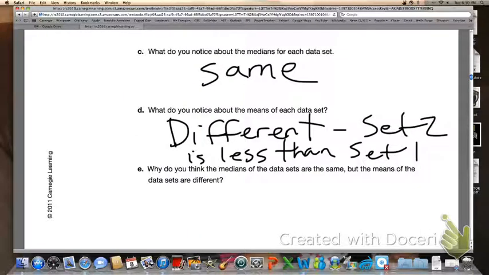In finishing up with letters C and D then, hopefully you noticed that the medians are the same for each data set for letter C, and for letter D, the means are indeed different. Set 2 is less than set 1 on both of those dot plots. What I want you to do then at the bottom of page 1083 is finish up with letter E. Very important question here, so make sure you discuss it carefully with your group members. Why do you think the medians of the data sets are the same, but the means of the data sets are different? So talk about that with your group for letter E.